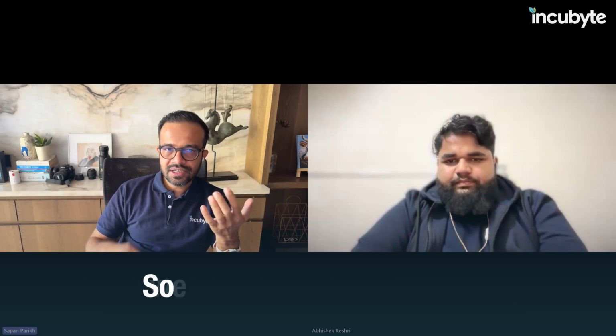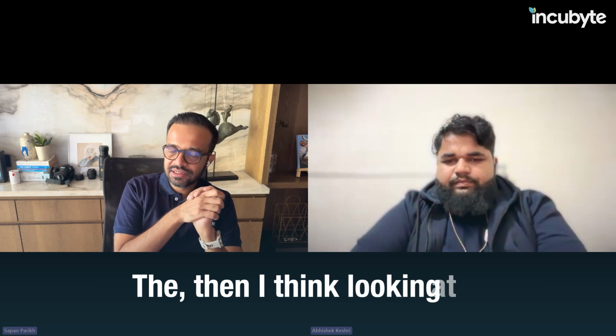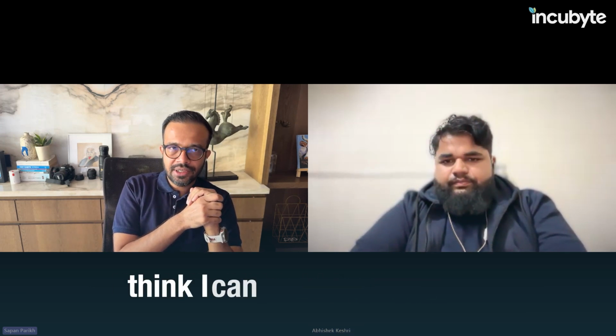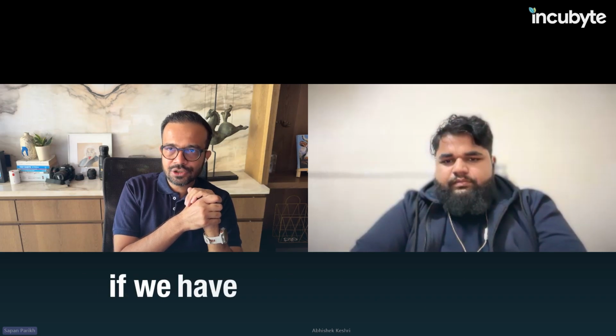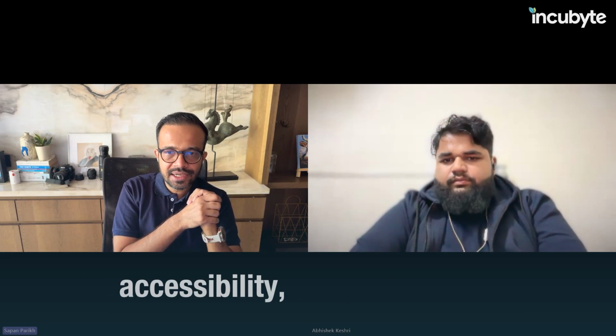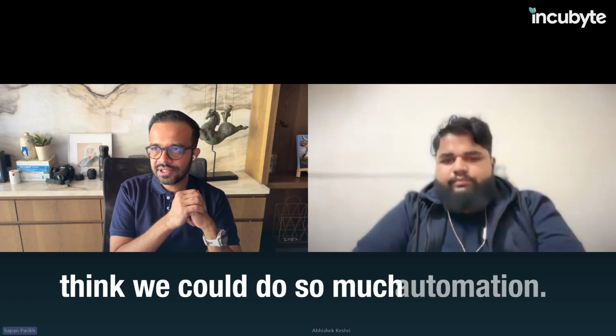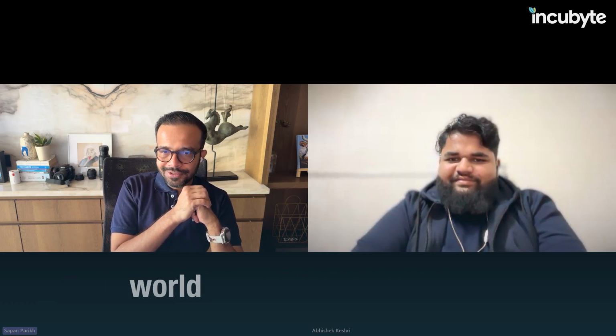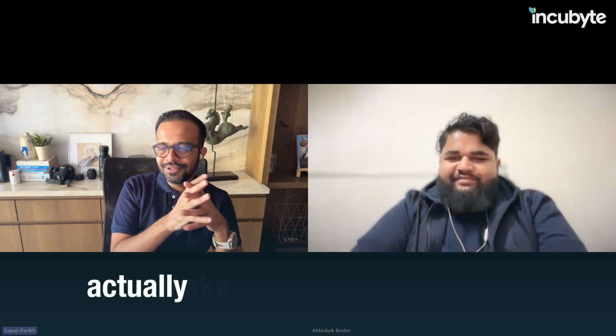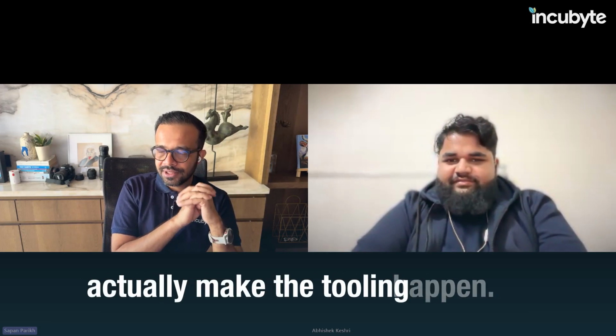So we did image pasting. Then I think looking at the MCP was awesome. A little bit slow, but I can already see that if we have access to Chrome's multiple tools like accessibility, performance, errors, Lighthouse, I think we could do so much automation. I'm not sure if we are going to have all the brain power available in the world to control this and actually make the tooling happen.